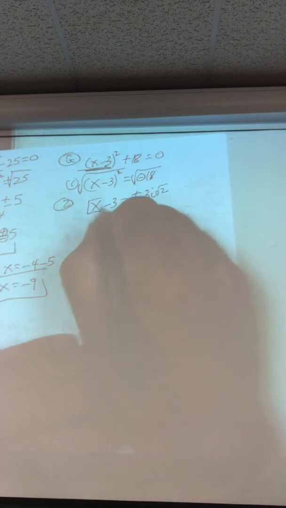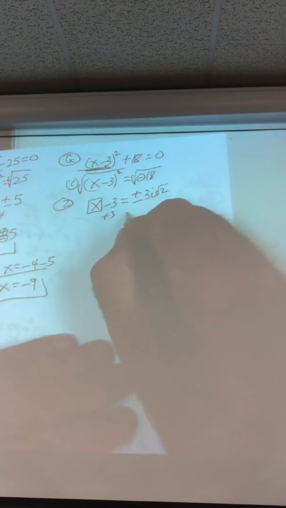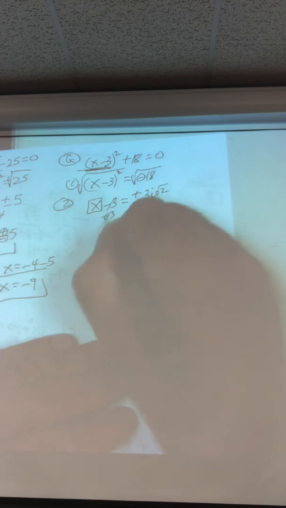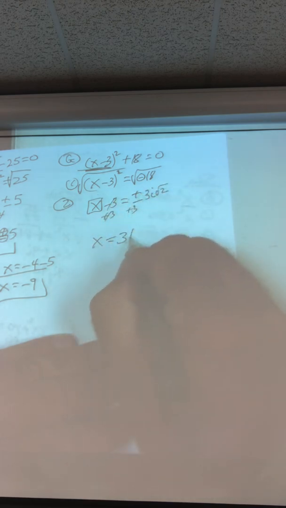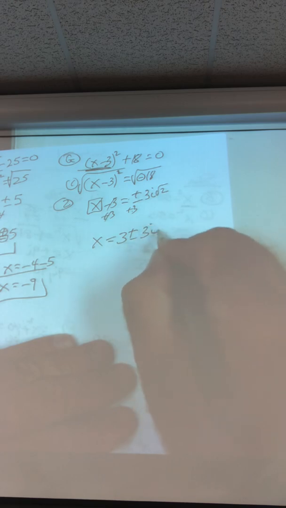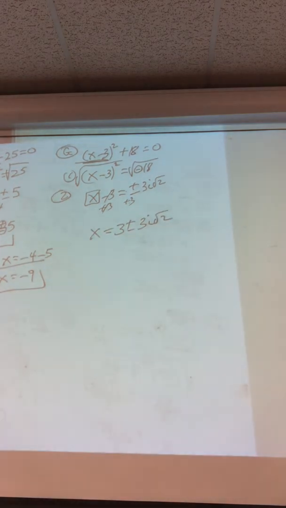Now I've got to get the x by itself, so add 3 to both sides. And when I do, put the 3 in front of that plus or minus. And that's your two answers.